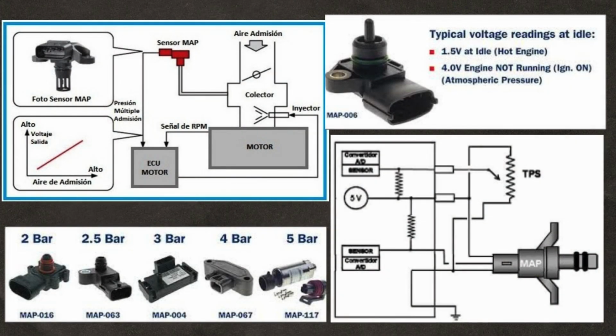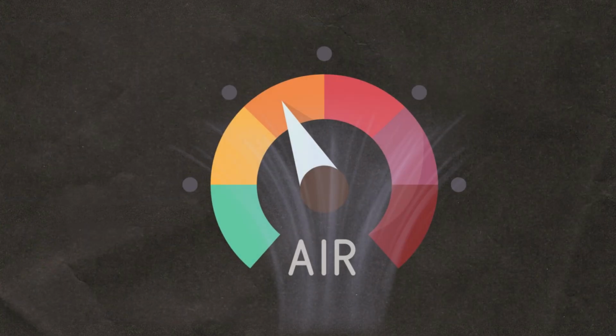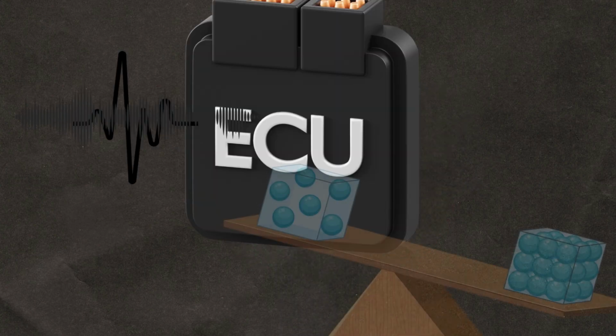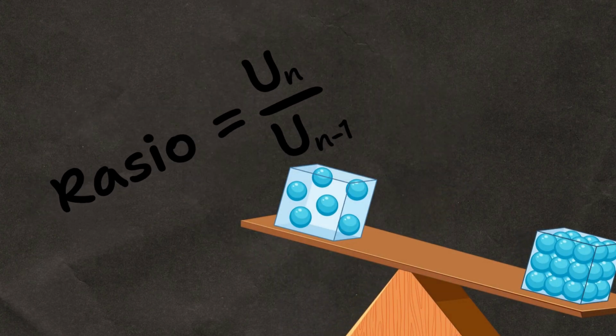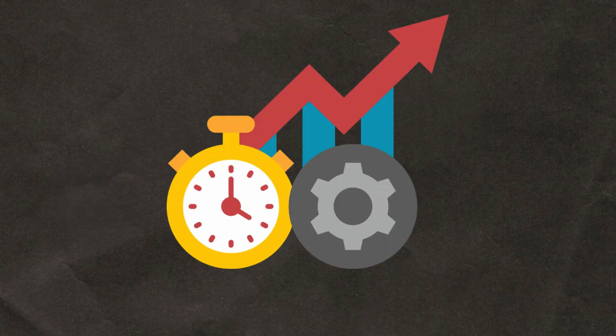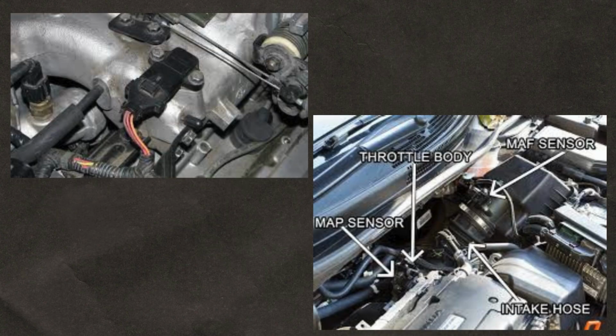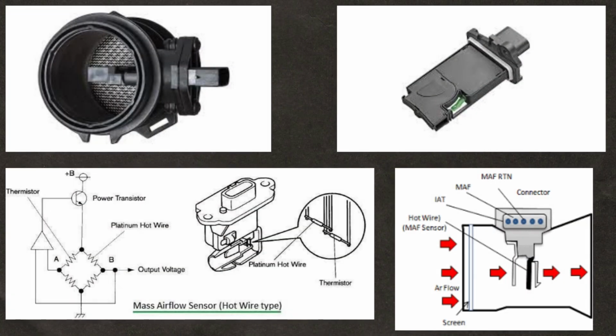Manifold absolute pressure sensor (MAP) measures the pressure inside the intake manifold. Provides data to calculate air density and determine the correct air-fuel ratio, improving engine efficiency and power output. Mounted on or near the intake manifold.